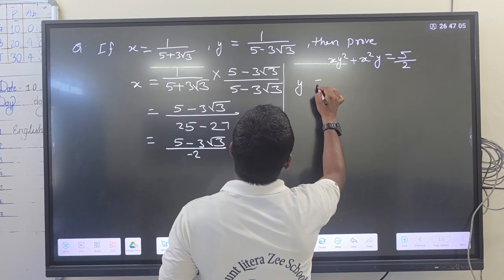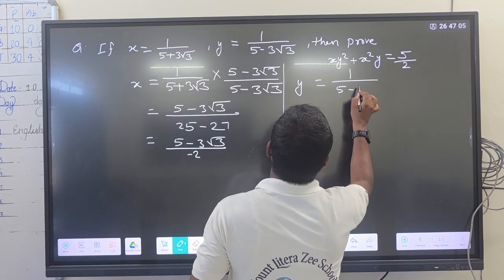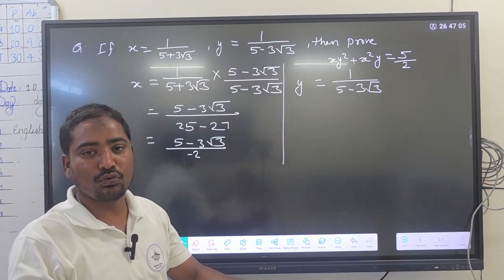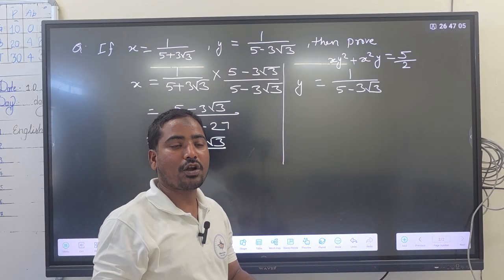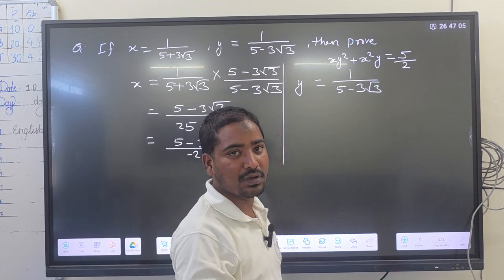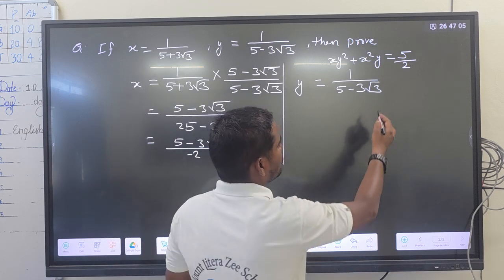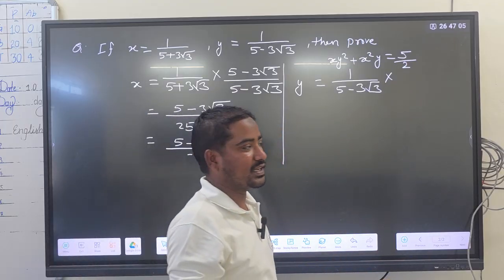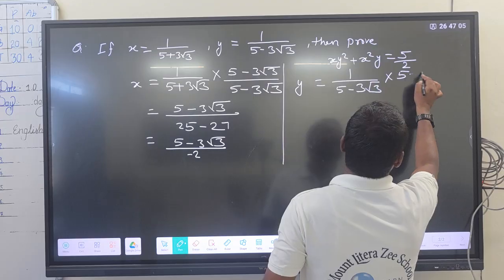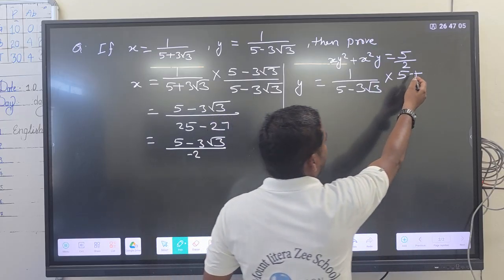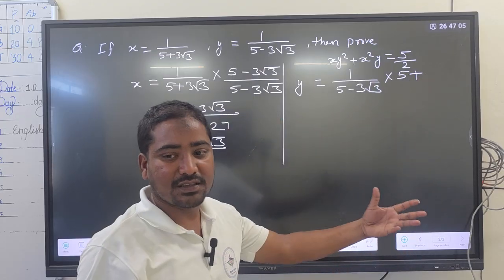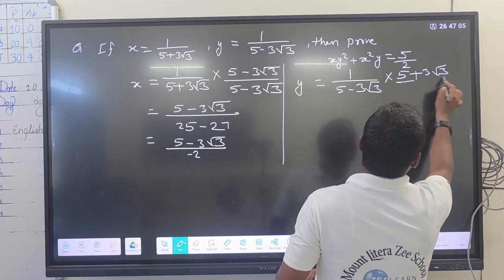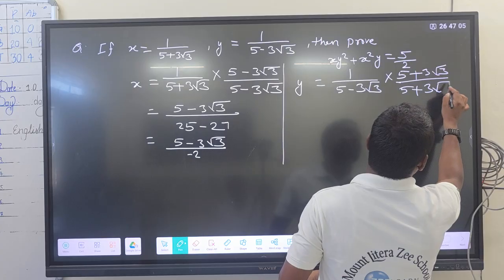So we are having y is equal to 1 upon 5 minus 3 root 3. Now again we will have to rationalize it, and I will not explain the same thing in depth again and again. So basically I am going to rationalize, means I will multiply by its conjugate and divide by its conjugate. Okay, so here we are having minus sign, so in its rationalization we will have its plus sign. So 5 plus 3 root 3 upon 5 plus 3 root 3.